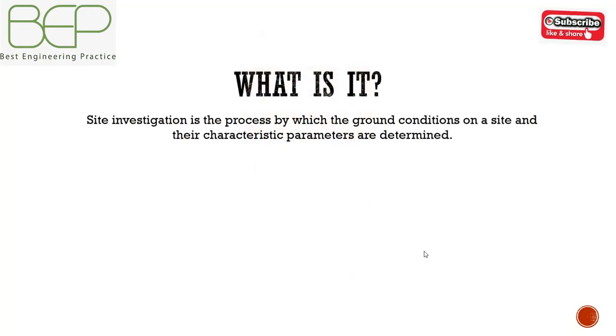Hello everyone! Site investigation is a process by which the ground conditions on the site and their characteristic parameters are determined. Some key sources are topographical and geological maps, records of previous site investigations, and current and previous land use. These data are also used to plan the direct ground investigation using boreholes.